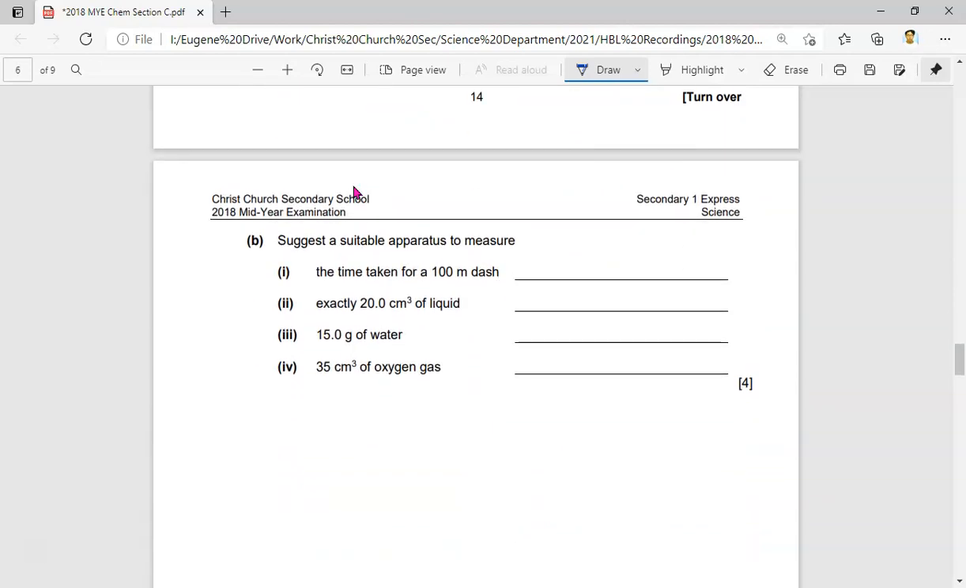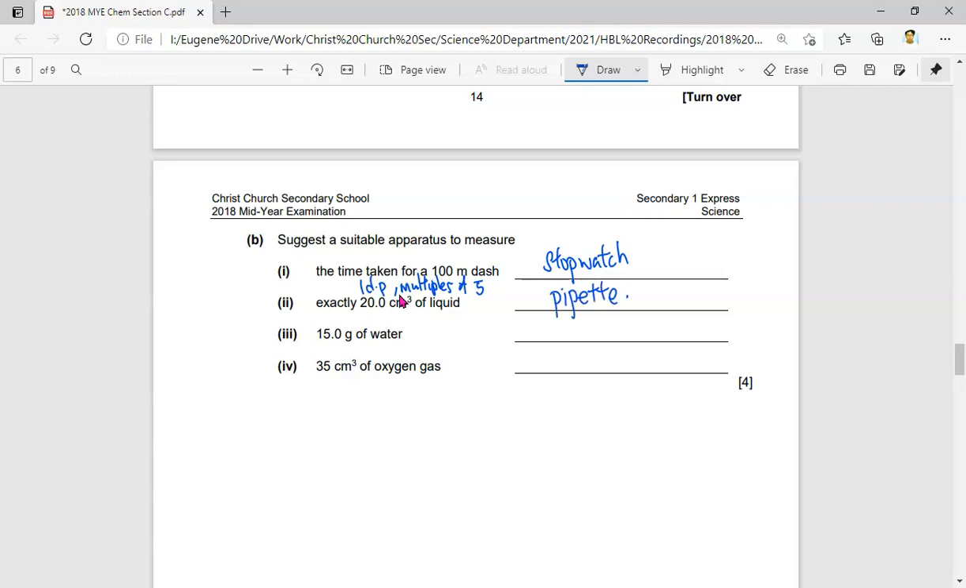Suggest a suitable apparatus to measure each of the following. I want to measure time taken. Obviously, I'll use a stopwatch. I want to measure exactly 20.0 cm3 of liquid. So this is to 1 decimal place, and it is in multiples of 5. Okay, so 5, 10, 15, 20. 20 is a multiple of 5. So 1 dp multiple of 5, the instrument you should be using is a pipette.